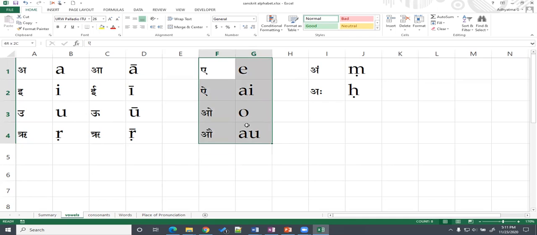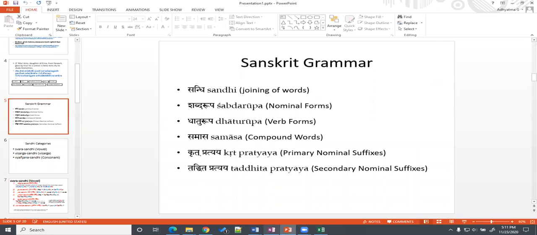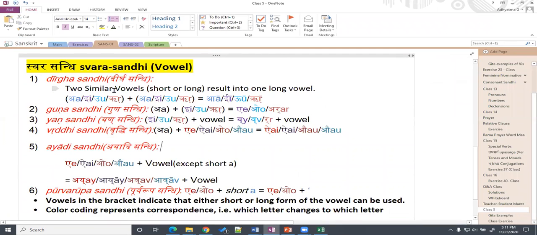What difference does it make? So there is a sandhi rule. The very first sandhi rule is called dirgha sandhi, where it says two similar vowels, short or long, result into one long vowel. So that's where this distinction comes into play.